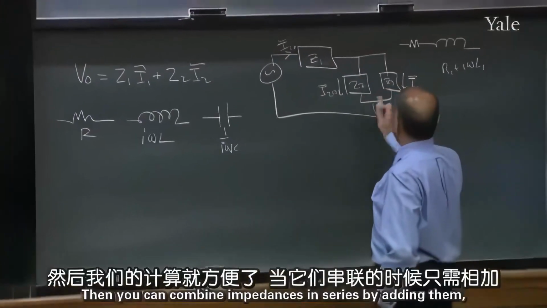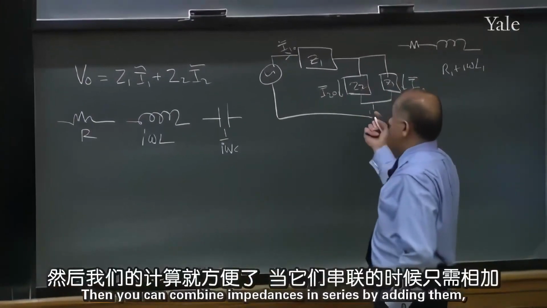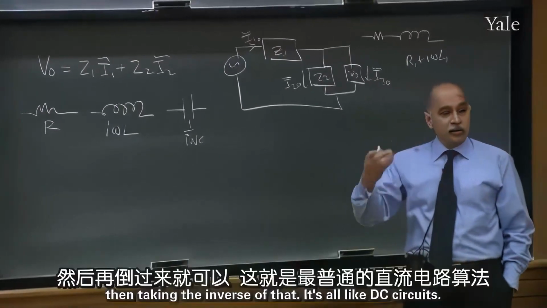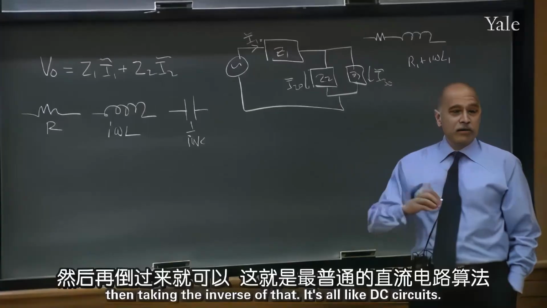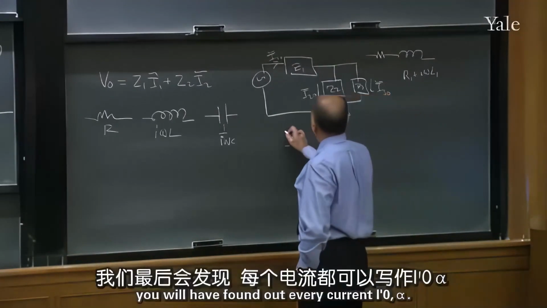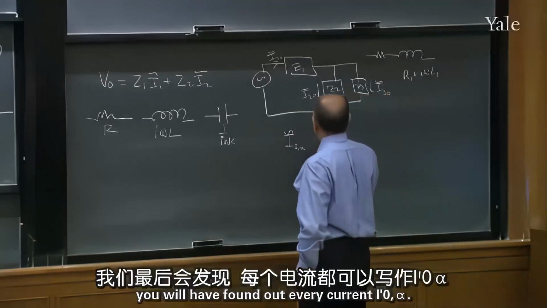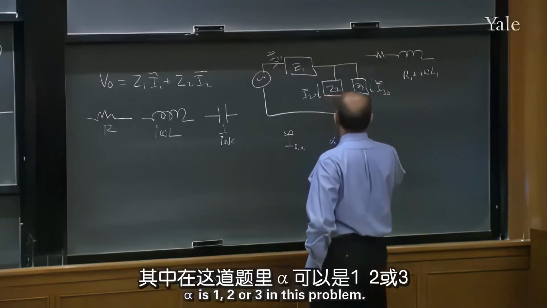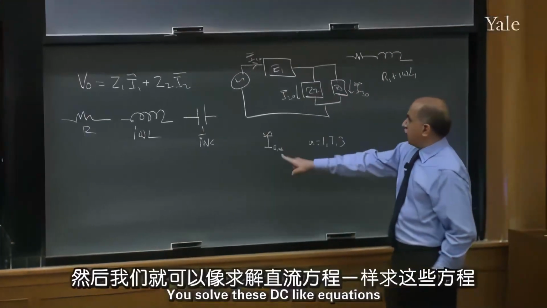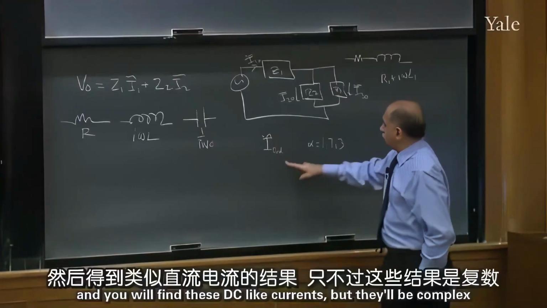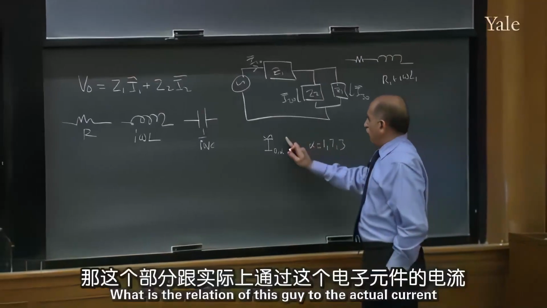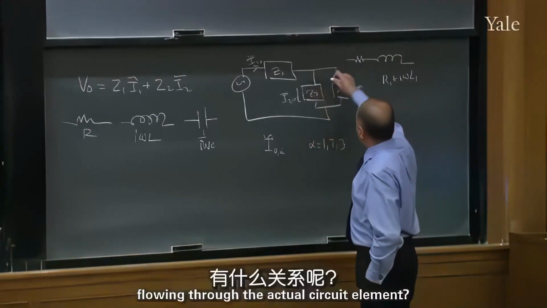Then you can combine impedances in series by adding them, or in parallel by taking the reciprocals, adding them, and then taking the inverse of that. It's all like a DC circuit. What will you have at the end? At the end, you would have found every current I twiddle alpha, where alpha is 1, 2, or 3 in this problem. You will solve these DC-like equations and find these DC-like currents, but they will be complex. What is the relation of this to the actual current flowing through the actual circuit element?